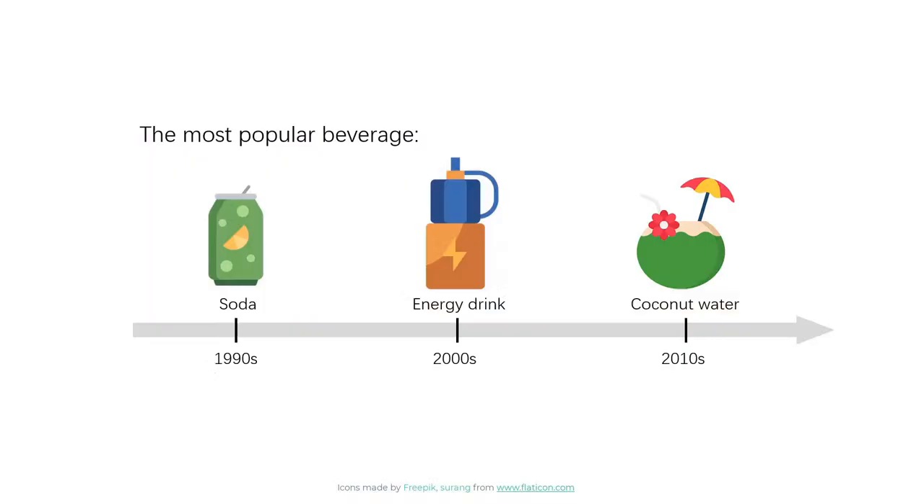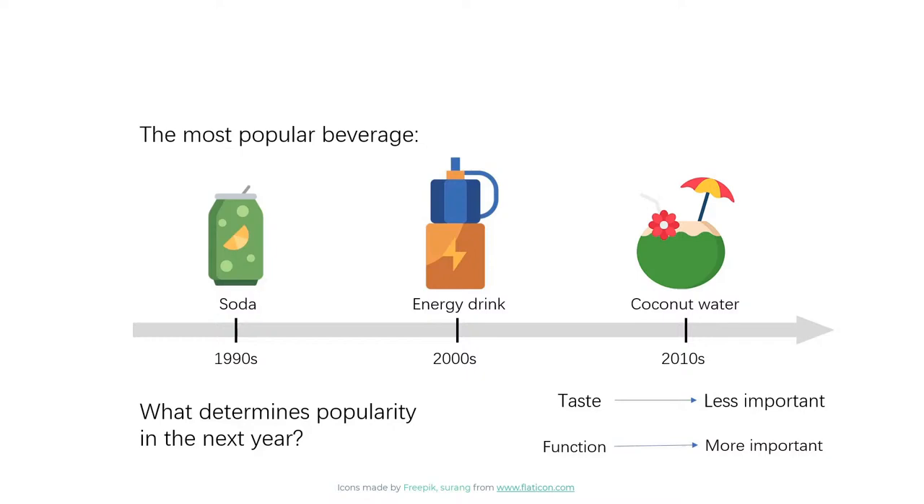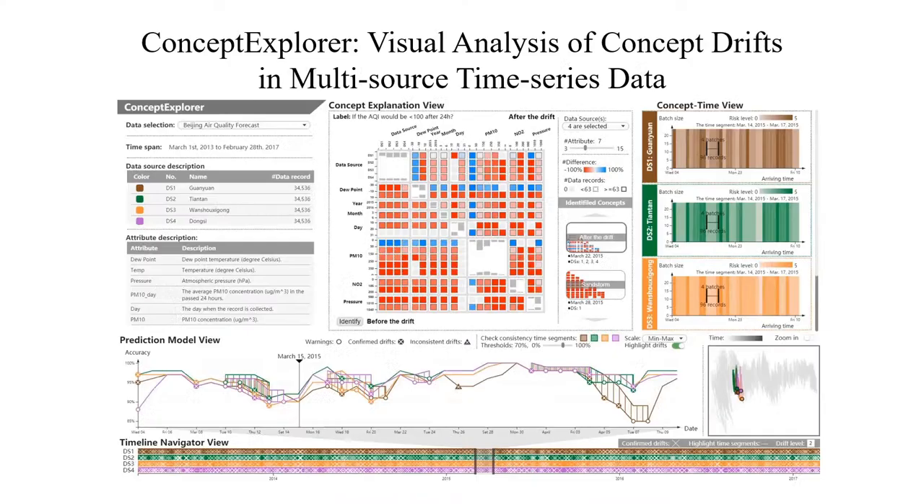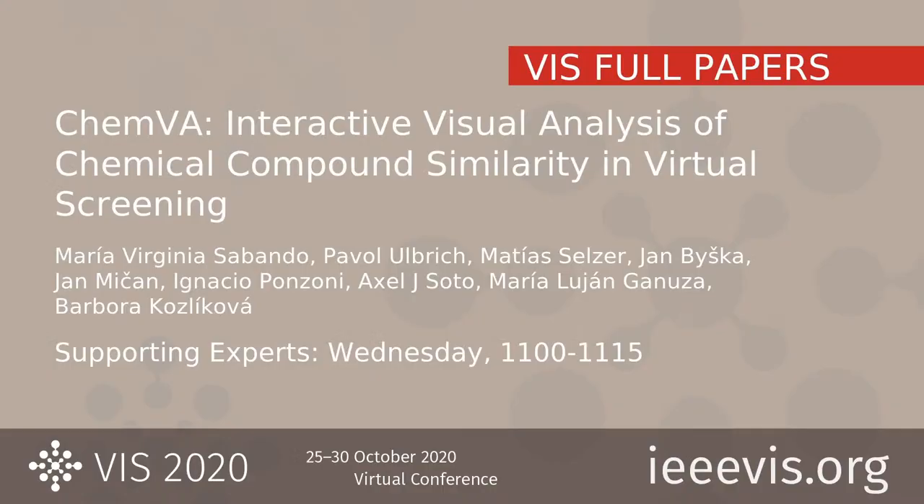As data is changing, our understanding of data should be updated correspondingly. Based on machine learning approaches, we formulate a drift level index to monitor the evolution of multi-source data, which allows users to capture and reason about significant changes from time series data. The proposed visual analytics system is called Concept Explorer. More details can be found in our talk.